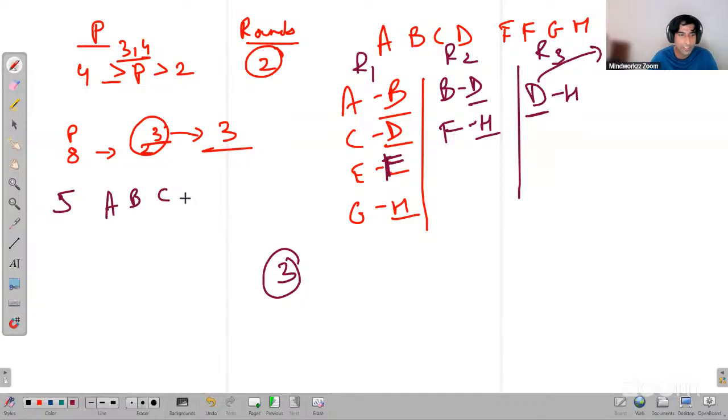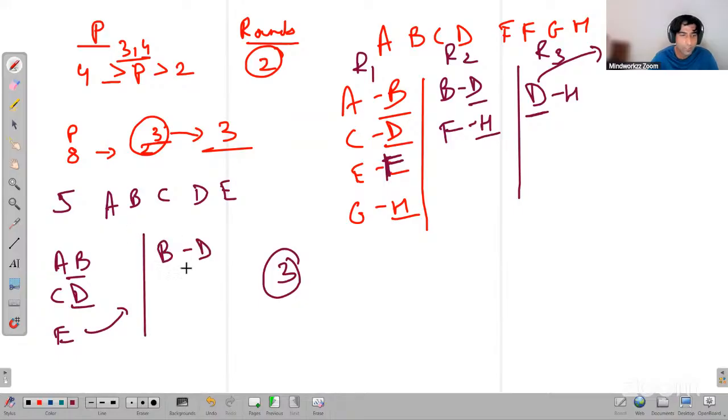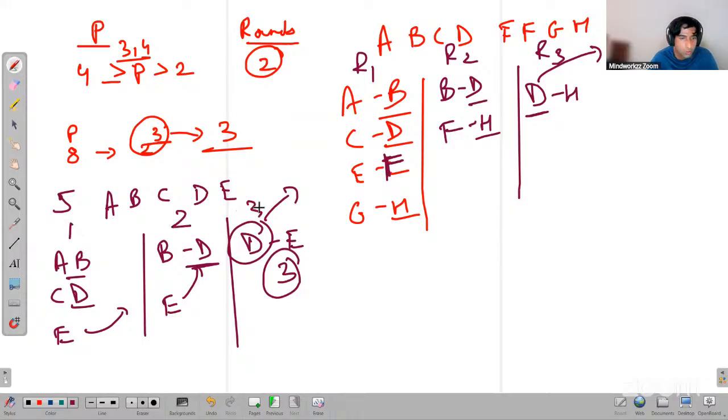A, B, C, D, and E. So A plays with B, C plays with D, and E gets a bye. Next, let's say B and D win, and say for example B plays with D, and E again gets a bye. I'm just assuming that E is getting a bye again. It could have been that B plays with E also, or D plays with E. Then let's say D wins here, so D plays with E. Let's say D wins here, so D wins the tournament. Again, there are 1, 2, 3 rounds.